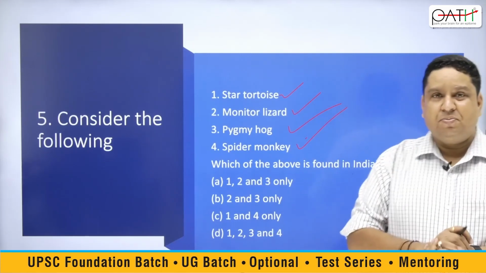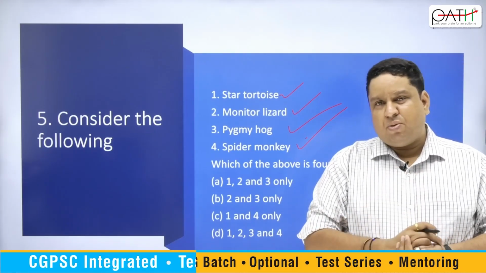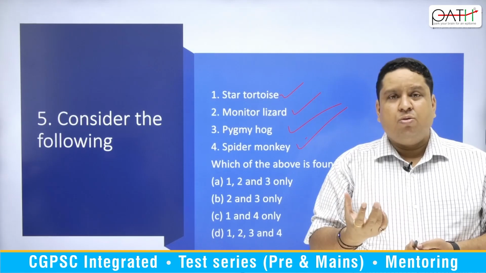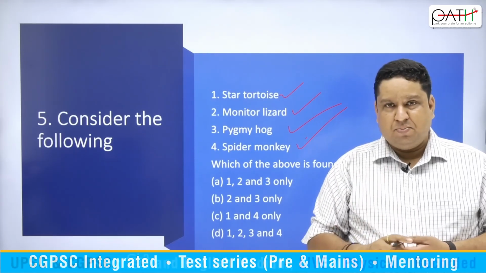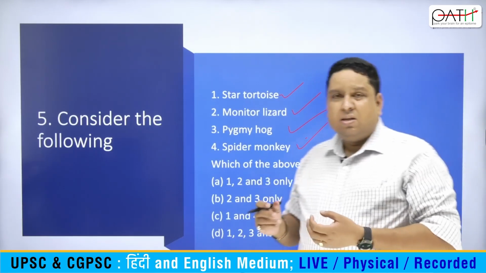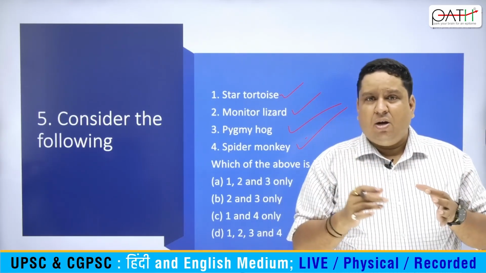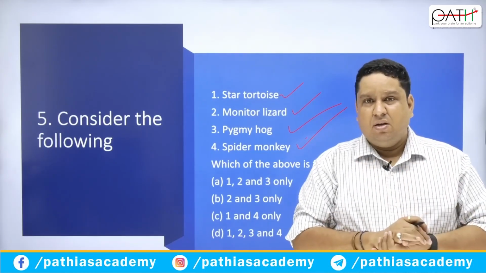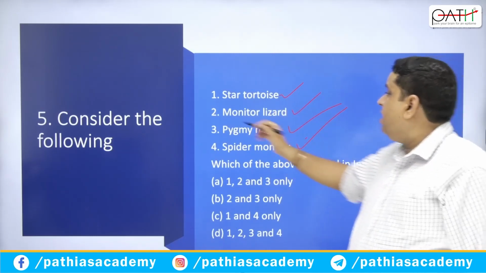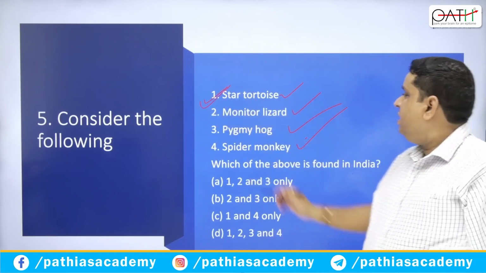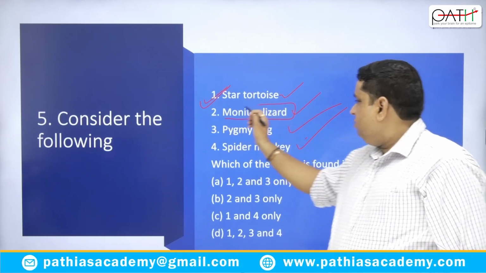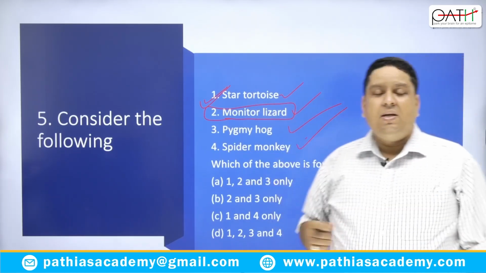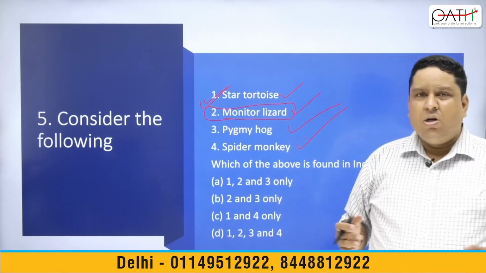A star tortoise. Over the last few years, you might have seen that people are domesticating these small turtles, right? So this is the star tortoise. Its outer shell, or outer body cover, has a yellowish pattern which appears like a star. So yes, star tortoises are found in India. Then the monitor lizard. This monitor lizard is a very common species in India. In Hindi, it is also called bisa padda.